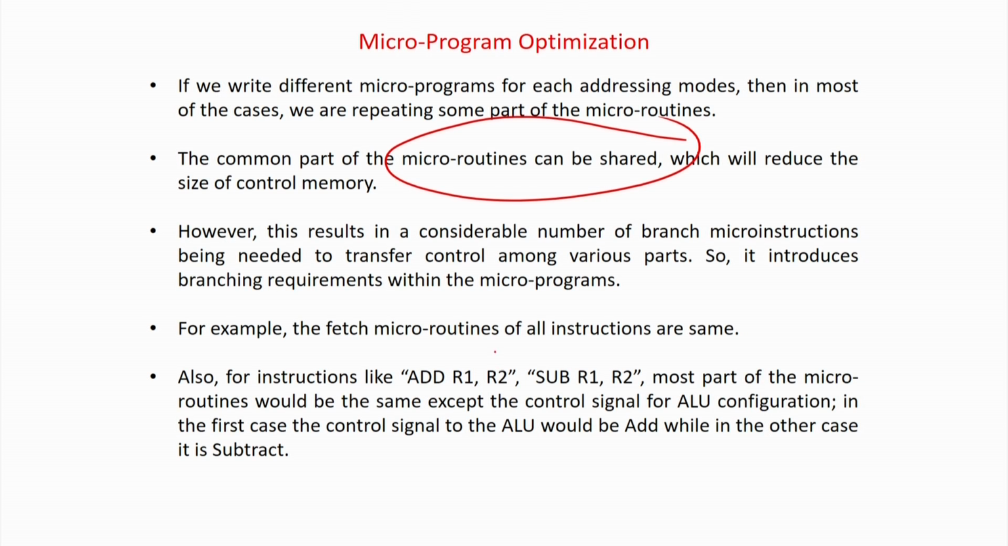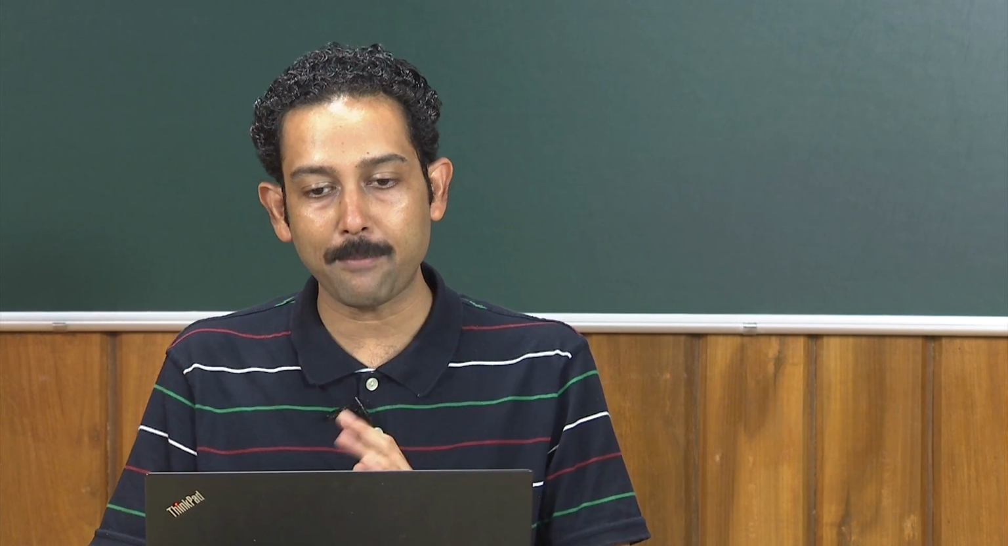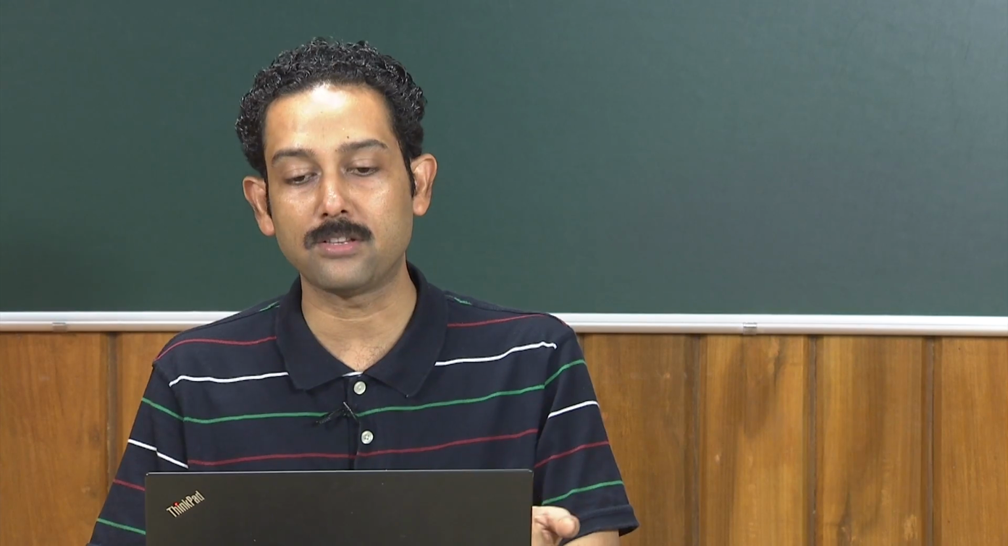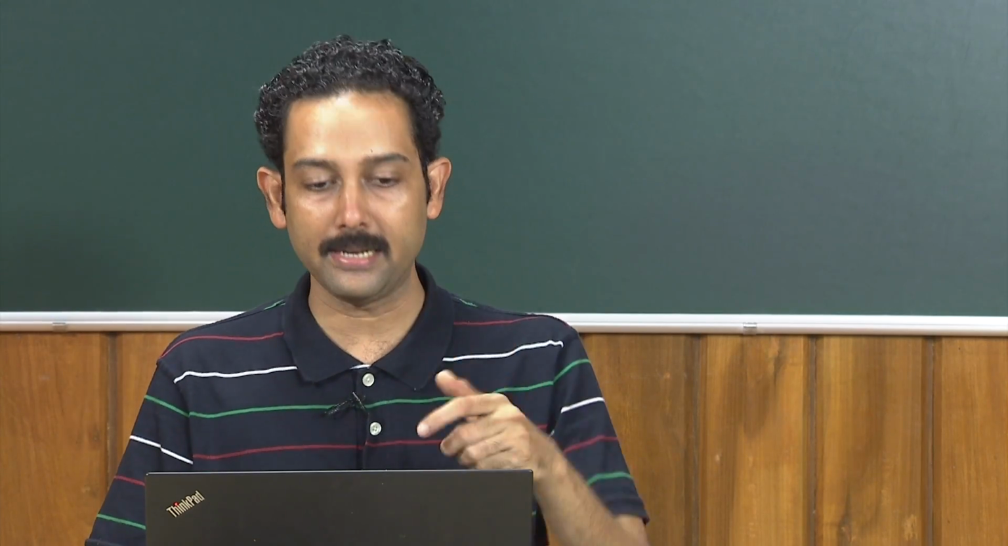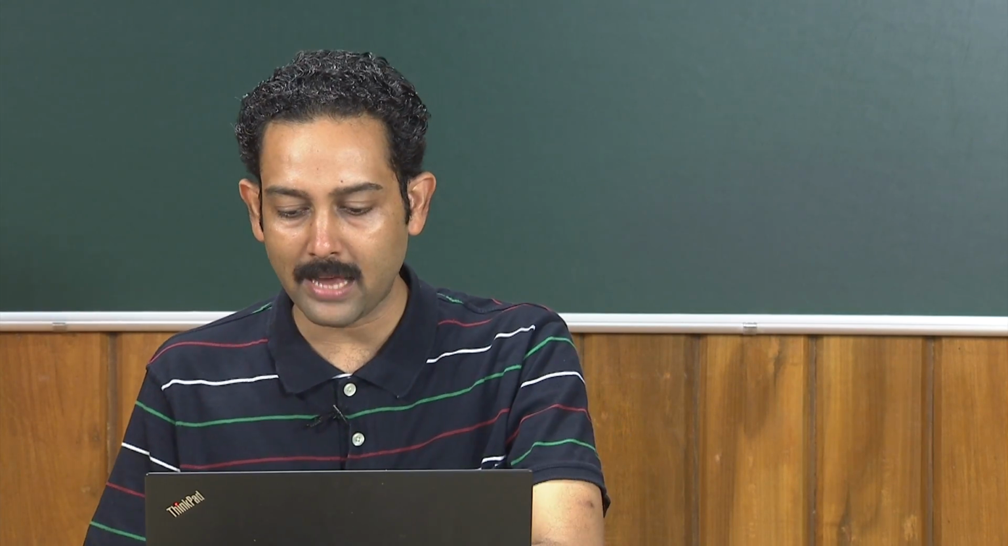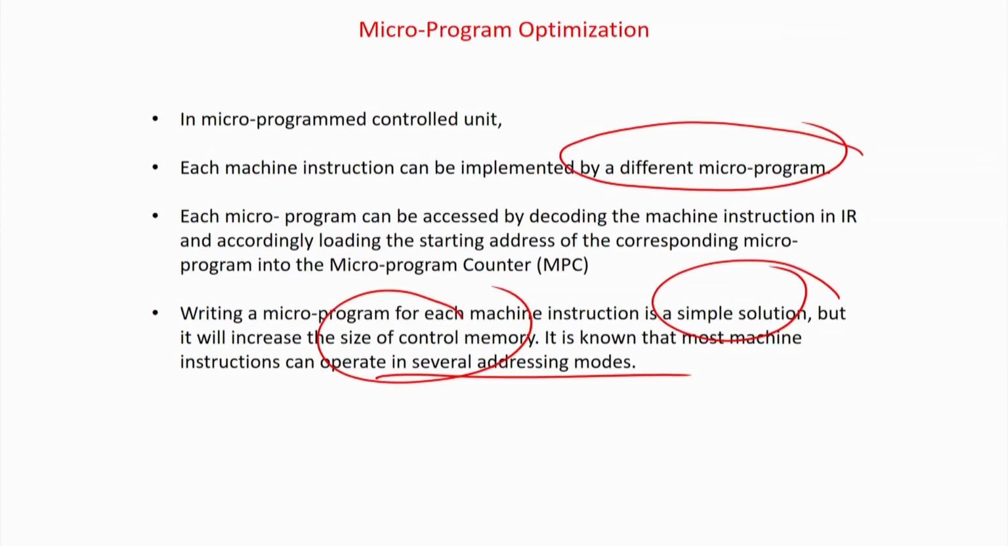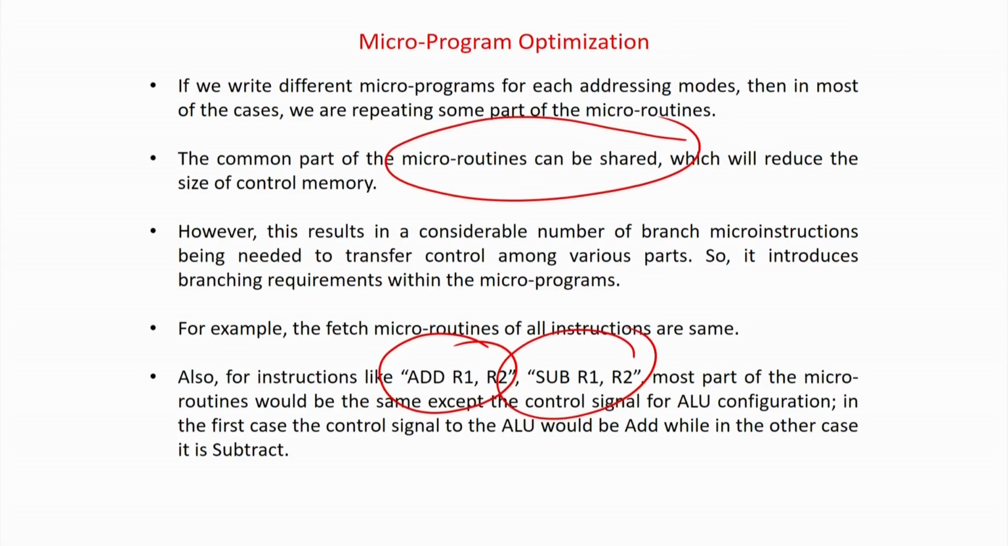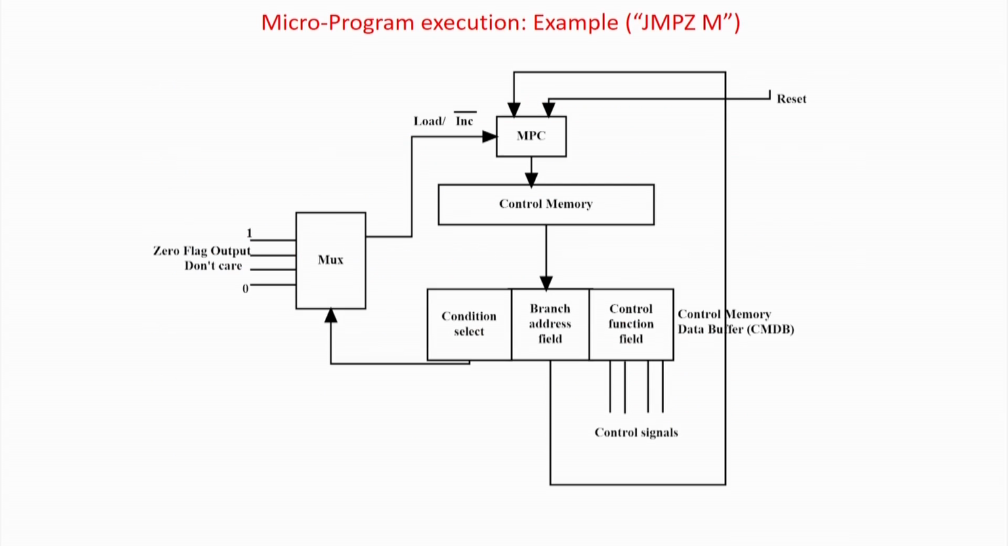For example, as I told you, like add and sub. Most of the case will be similar excepting one bit position or one control signal corresponding to add or subtract of the ALU. So, you can write a single microprogram for similar types of macro instructions which are common in type. These two slides tell you what I have discussed, so you can read it offline.